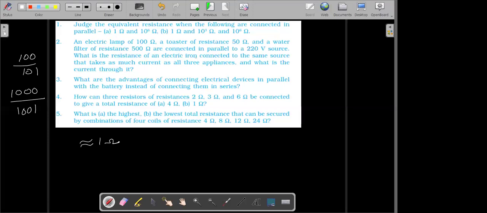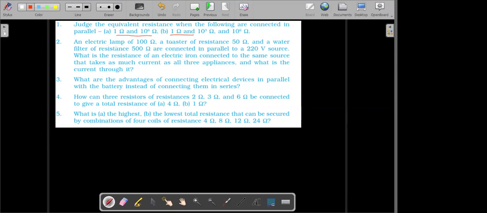All right. What will be for this one? Second part, 1 ohm, 10 to the power 3 ohm and 10 to the power 6 ohm. Sir, approximately 1 ohm, sir. Yeah, this will also be approximately 1 ohm. So got the answer? These were direct questions. You don't need to calculate. You can find them to be approximately 1 ohm.